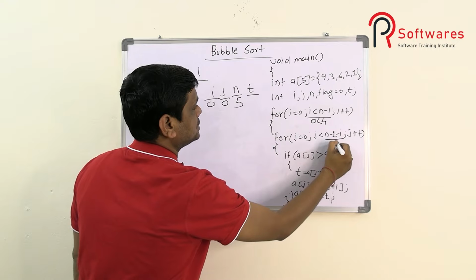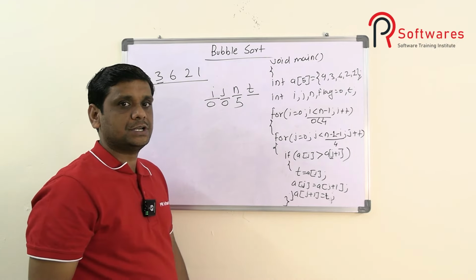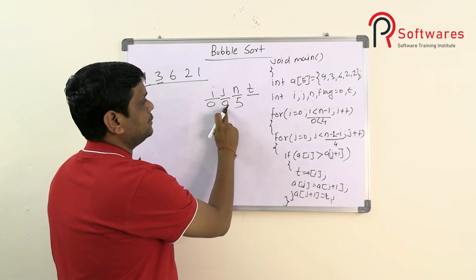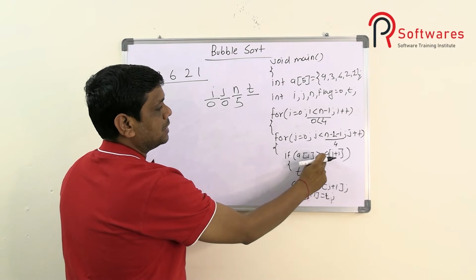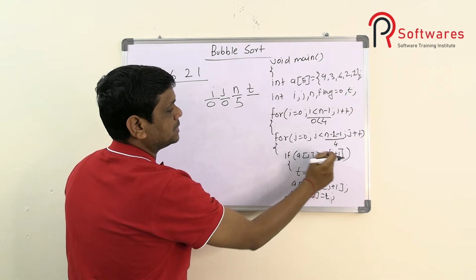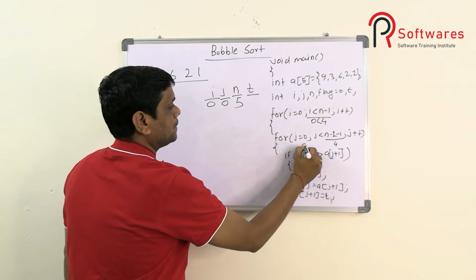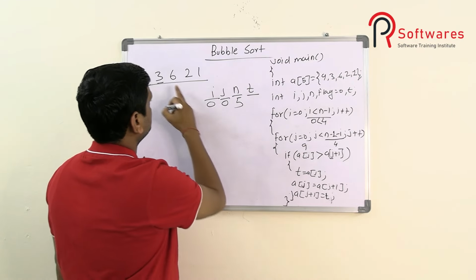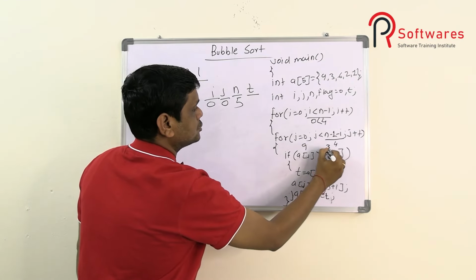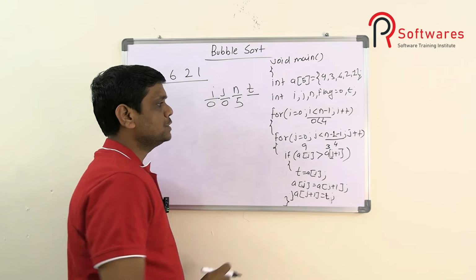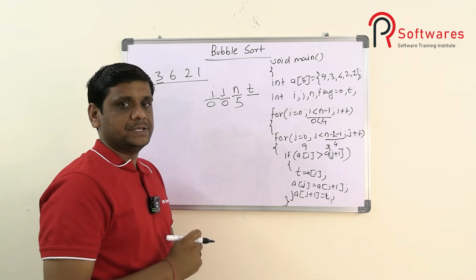0 less than, first time this is also 4 only. 0 less than 4, condition true. Coming inside. a of j, what is the j value guys? 0. So a of 0 greater than a of 0 plus 1, nothing but 1. So a of 0 is nothing but 9, greater than a of j plus 1, nothing but 3. So 9 is greater than 3. Condition true or false? True. So when it is true, it is coming inside.